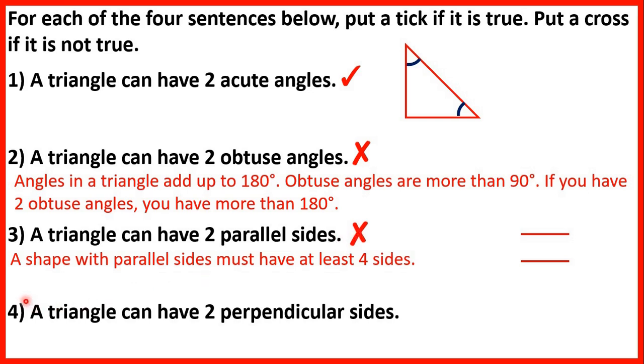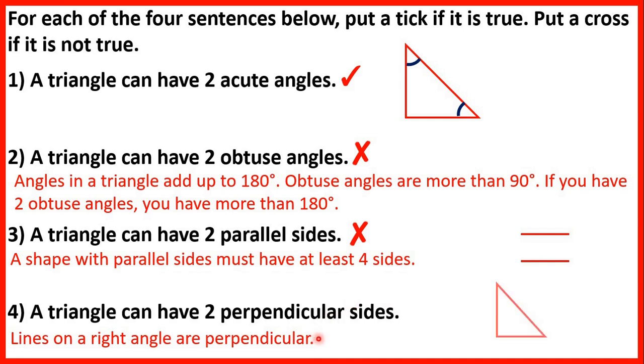And finally, we have statement number 4. A triangle can have 2 perpendicular sides. So perpendicular lines are lines which would cross at right angles if we extended them. Lines on a right angle are perpendicular, and we can have a right-angled triangle. So this statement is true.